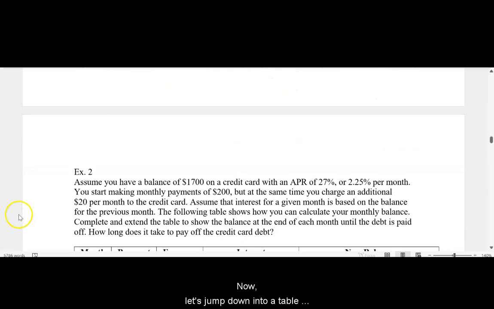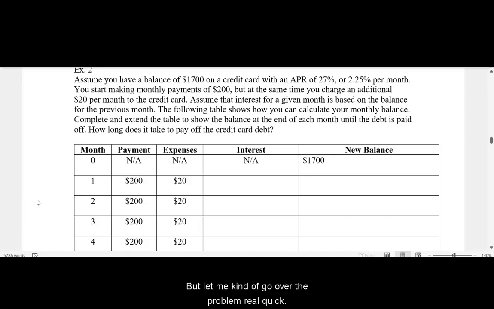Now, let's jump down into a table we're going to work with, but let me go over the problem real quick. Assume you have a balance of $1,700 on a credit card with an APR of 27%, or 2.25% per month. You start making monthly payments of $200, but at the same time, you charge an additional $20 per month to the credit card. Assume that interest for a given month is based on the balance for the previous month. The following table shows you how you can calculate your monthly balance. Complete and extend the table to show the balance at the end of each month until the debt is paid off. How long will it take to pay off the credit card debt?